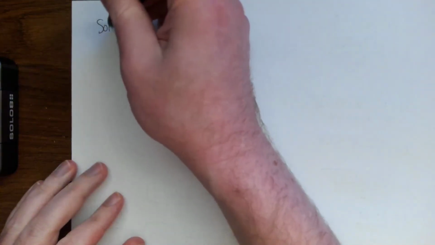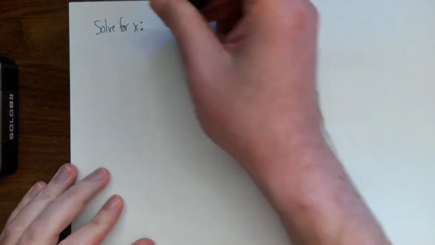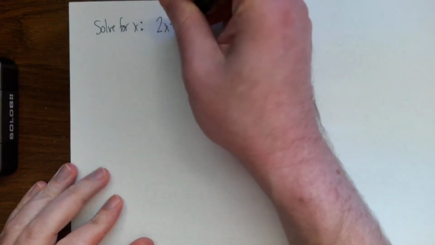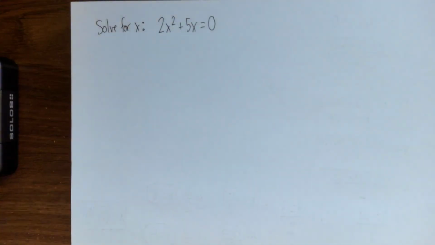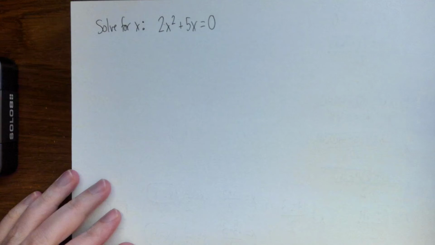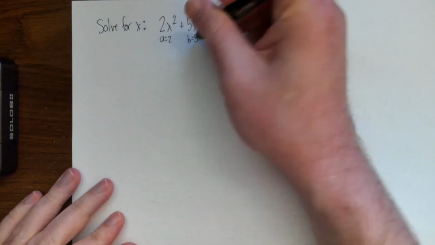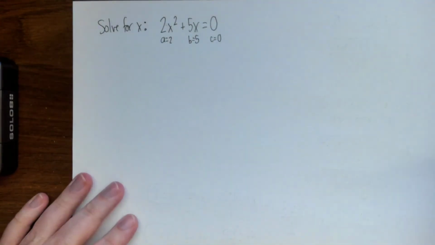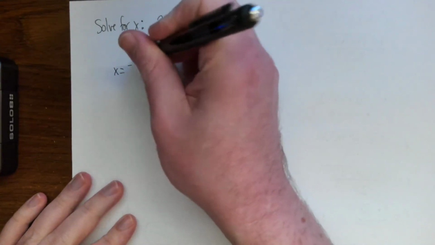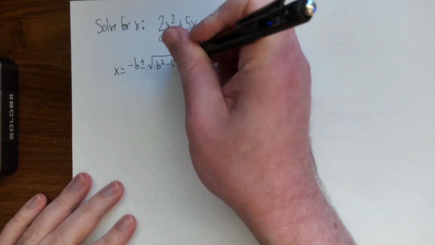Let's do this one. Solve for x. 2x squared plus 5x equals 0. All right, so first let's identify a, b, and c. A is 2, b is 5, and there's no c. C is 0.